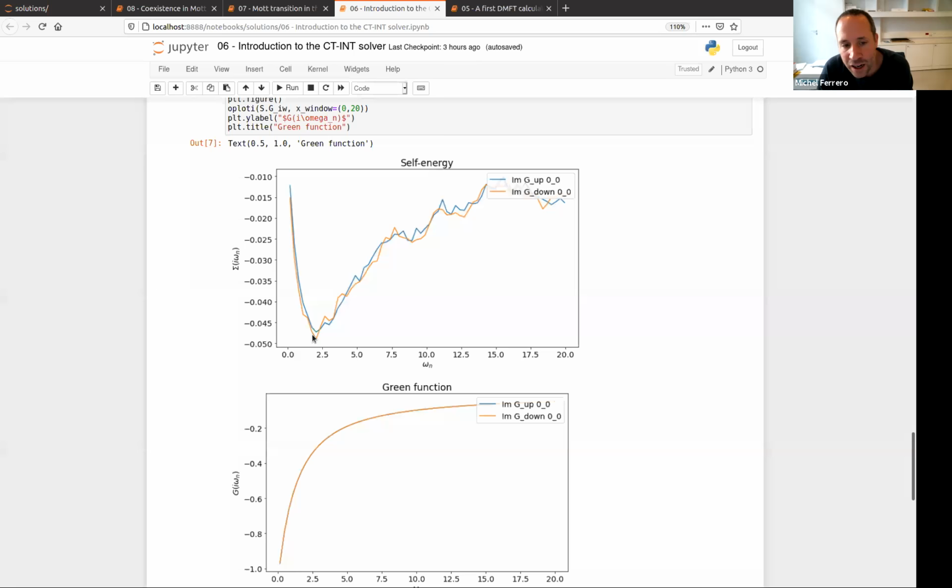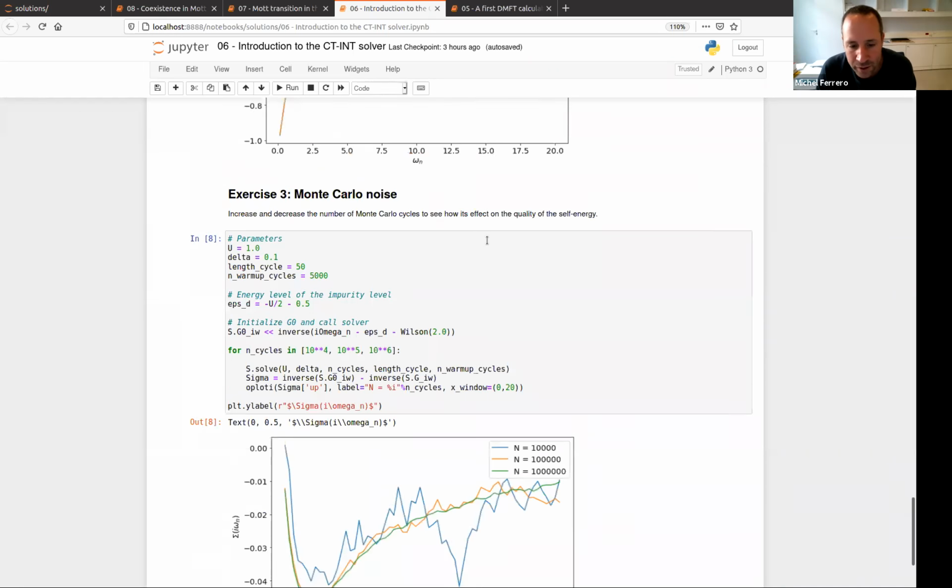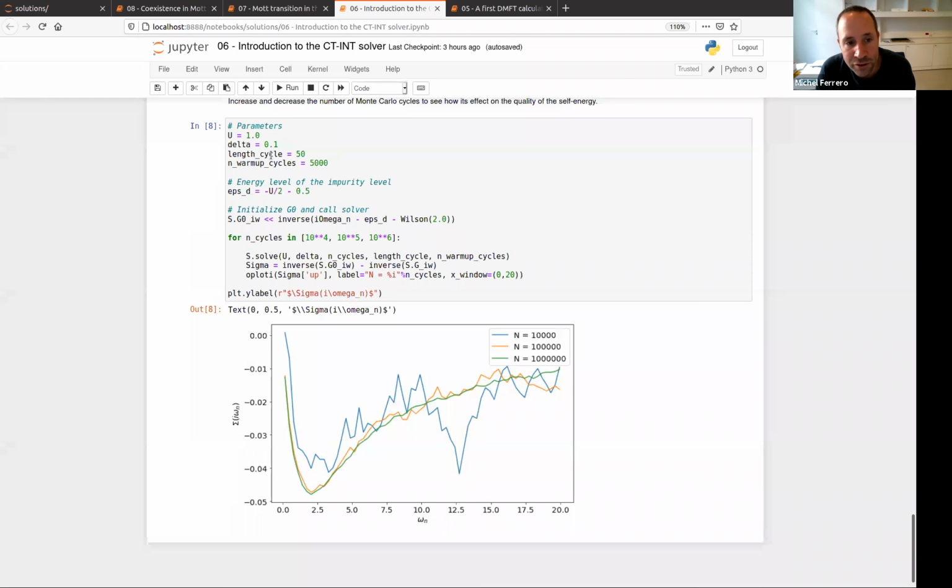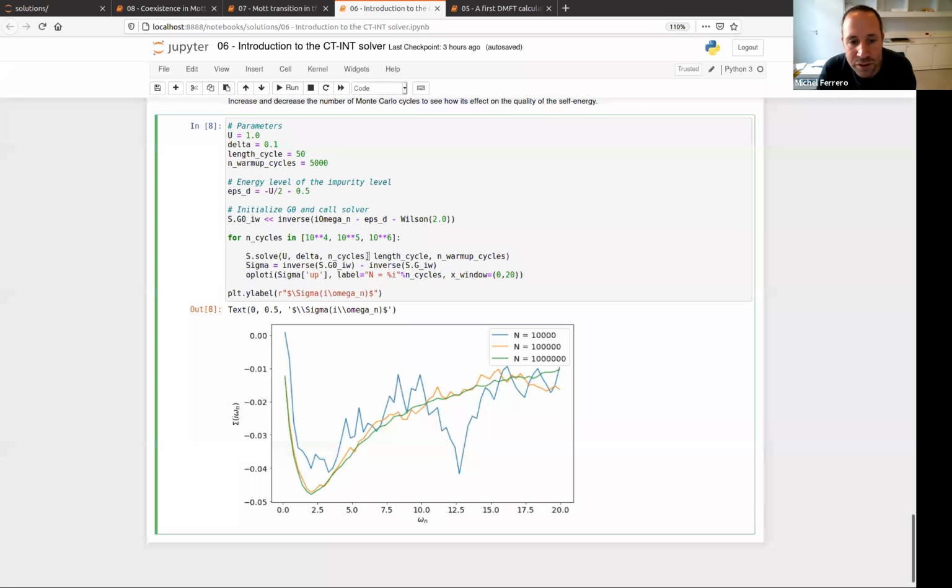This is for up and down, for the two different species. In principle, they should be exactly the same, but you see there's a bit of numerical noise, and you can estimate your error bars as more or less the difference between these two. And so by changing the number of measuring cycles, the n_cycles argument that comes in the solve, you can increase or decrease your accuracy.